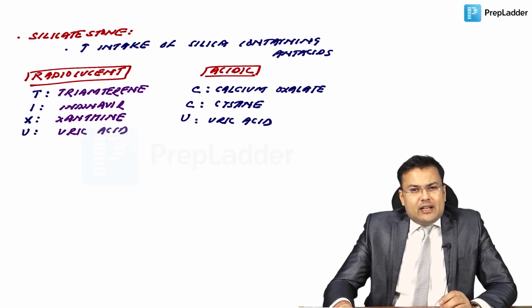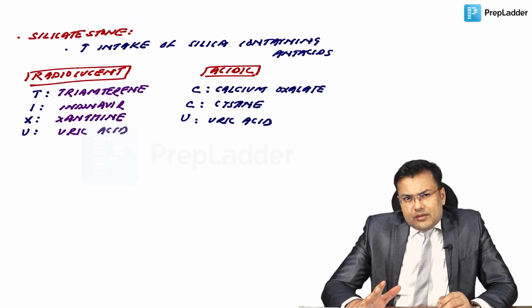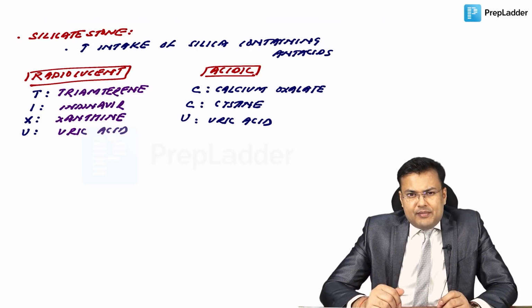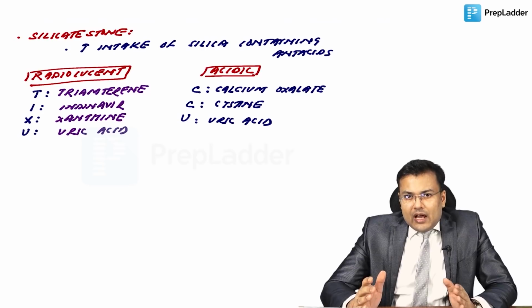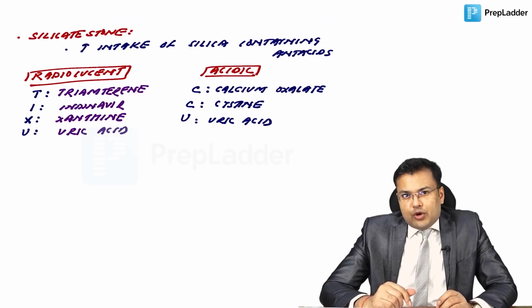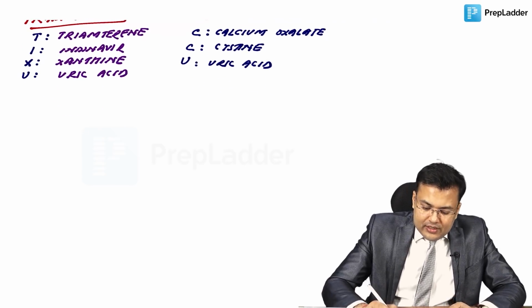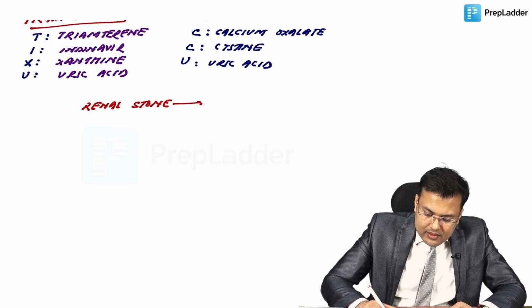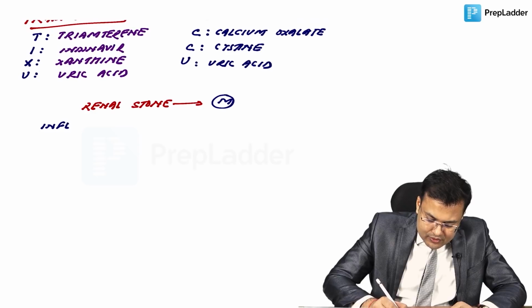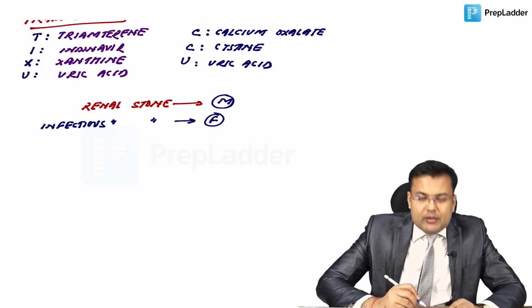Okay. After that, questions are asked that renal stones are more common in males or females. Now see, you have to read the question carefully. Renal stones are more common in males, but infectious renal stones are more common in females. Okay. So renal stones are more common in males. But infectious renal stones, because females have increased risk of UTI, these are more common in females.